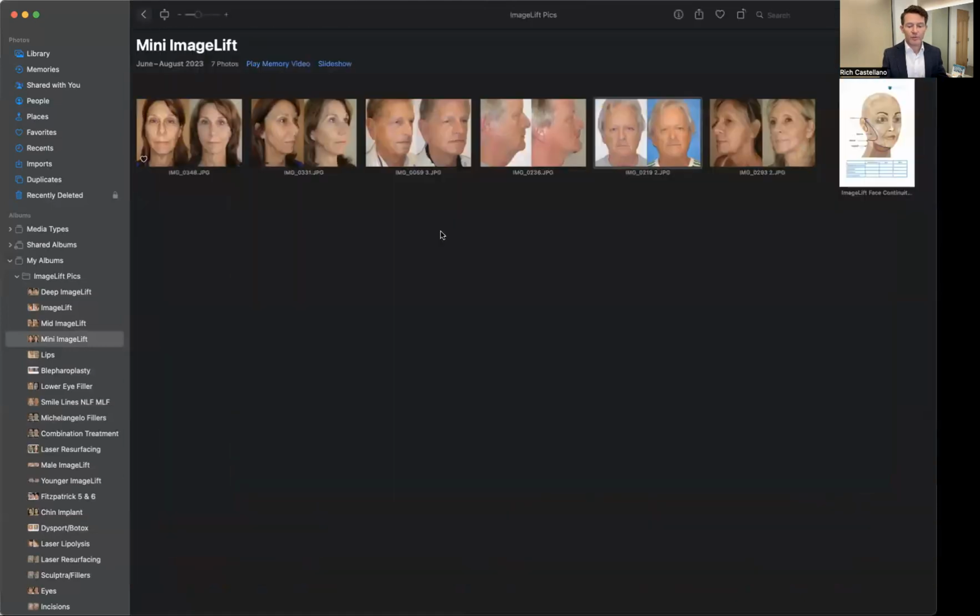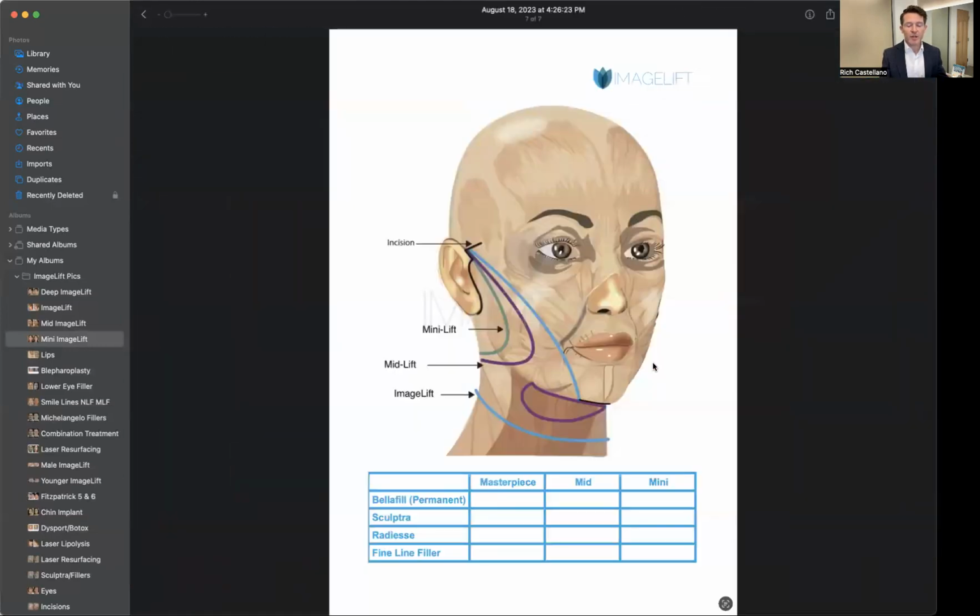Now, what I'd like to do is just give you an idea from this diagram. The Deep ImageLift repositions the deep plane, and it enters the deep plane. It is not a traditional deep plane lift, but you can see in the ImageLift, these lines in blue are the areas that we are going to be focusing on to get your improvement with the ImageLift. Does not enter into the deep plane. The mid-lift is kind of like doing a mini with some stitching under the chin, and then there's the mini. So the difference between these lifts, let me stop sharing. There we go, I'm back.